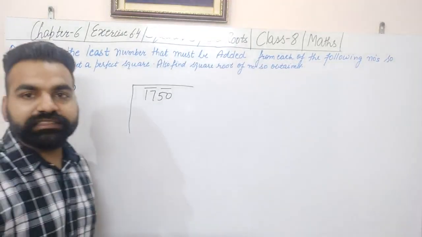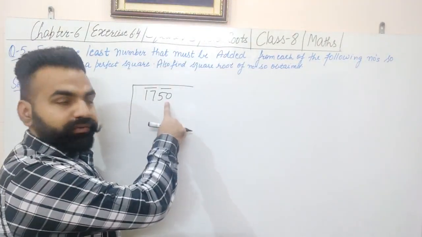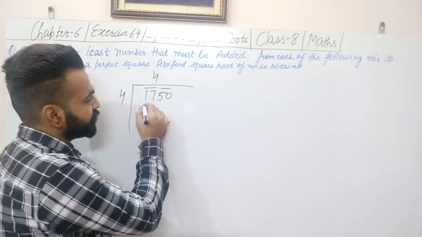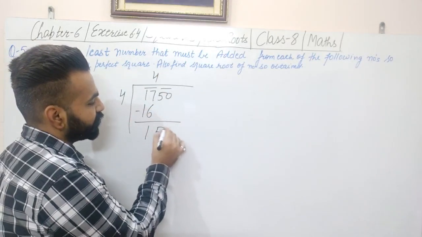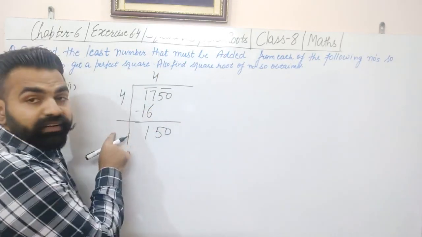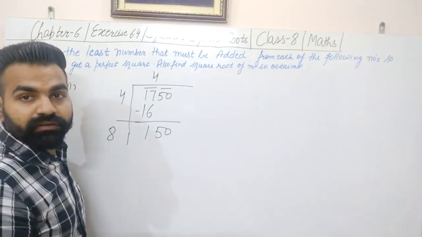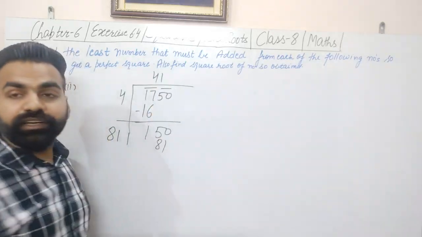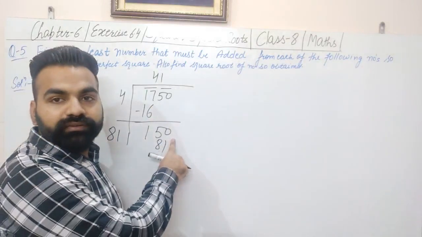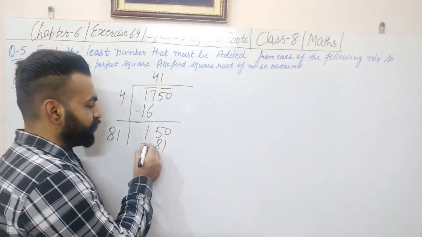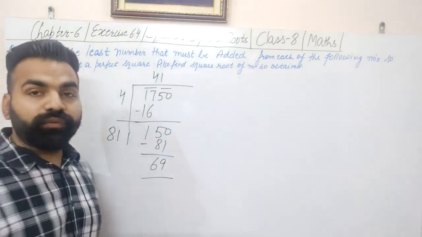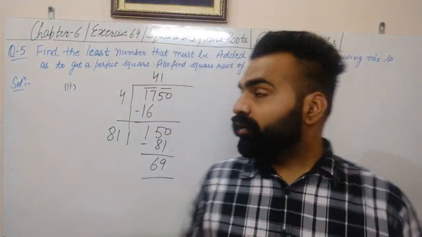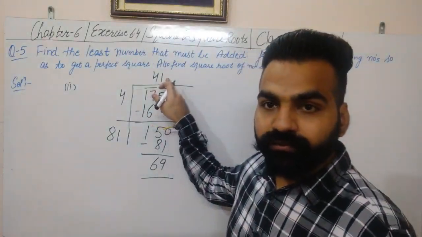Now second part is 1750. So we will put first bar on 50 and second bar on 17. So we can take here 4. So 4 into 4 is 16. We will subtract and the answer will be 150. Now we will double the divisor here. So this will be 81. So if we take 1 here, so 81 into 1 is 81. Because 82 into 2 is 164, but it is greater than 150, so we can't take digit 2 here. So this will be equal to 69. Now we can see that the remainder is less than the divisor, so we cannot do further division. Now check the remainder and the quotient here. Quotient here is 41.